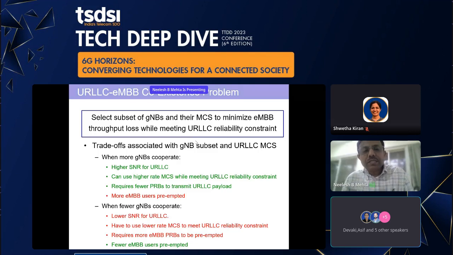But the catch is, because there are more Gnode Bs that are cooperating, each of them is serving one or two eMBB users, for example, you're preempting more eMBB users. That's the bad part. Now, if you flip it, you say, well, what happens if fewer Gnode Bs cooperate?